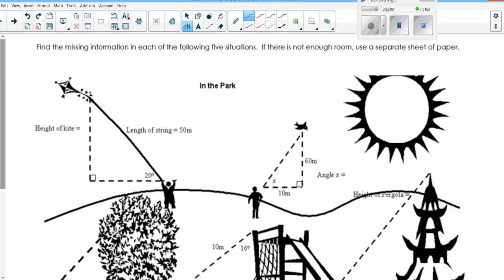Okay? In each problem, you should see that you're using different trig functions. So you should use sine, cosine, tangent. You should have multiplication and division used throughout.